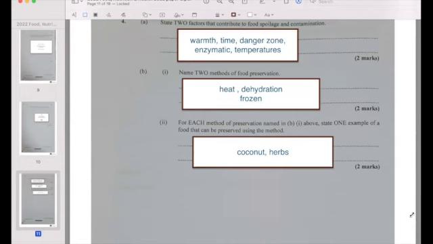So for instance, in the Caribbean, we have tin coconut milk, and then you have the dry coconut milk. So it's the removal of the moisture. For herbs, for instance, you have parsley, and you can put it in the sun to dry, and it removes the moisture. So those will be examples.